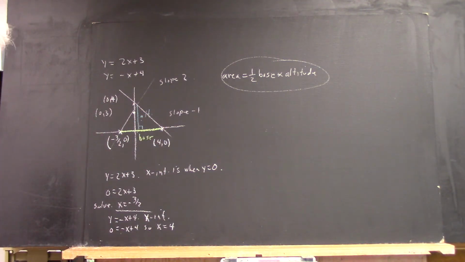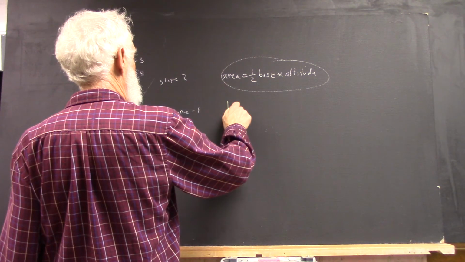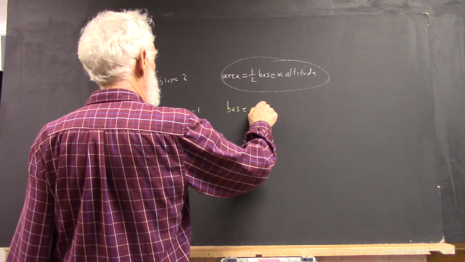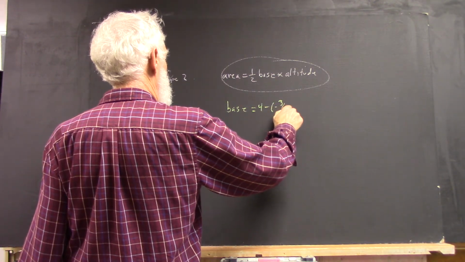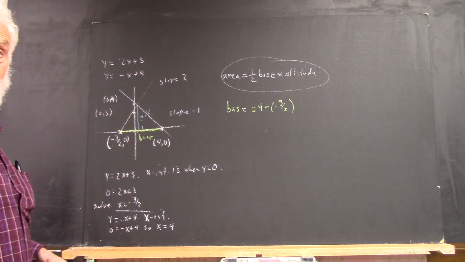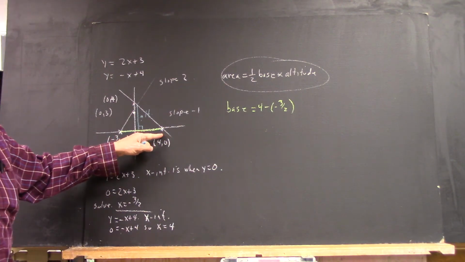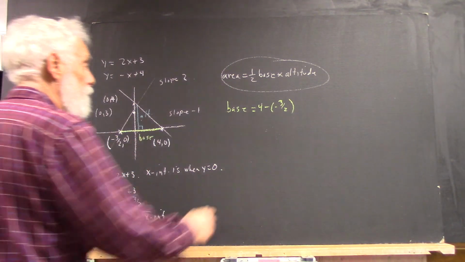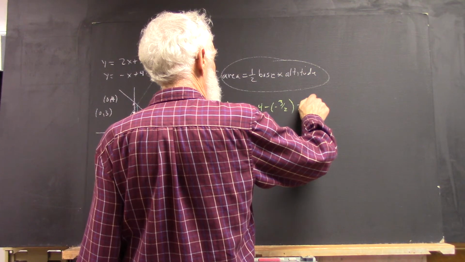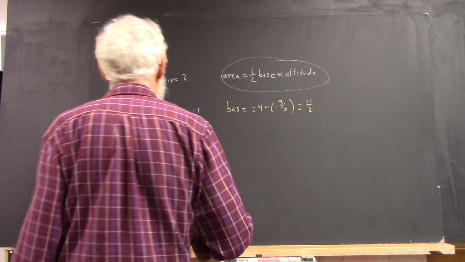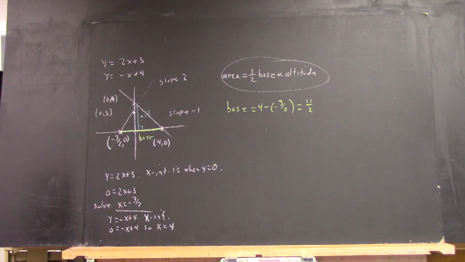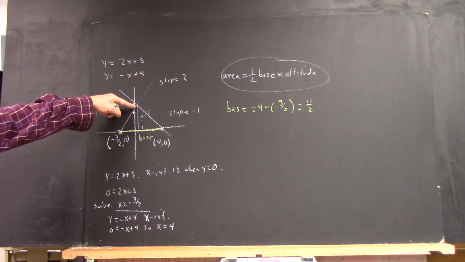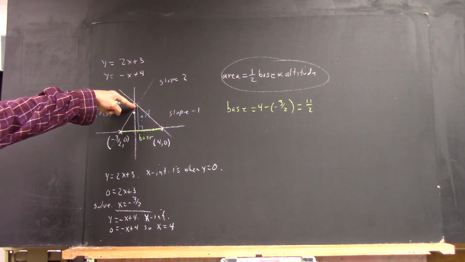Okay? Well, so the base is 4 minus -3/2, right? If you want to think run, that's a good way to think about it. I'm glad you said that. This minus this, right? Then you do the arithmetic, and that's 11/2. Now, how are you going to get the altitude? Well, you have to find the point of intersection. Yeah. How do you find the point of intersection?